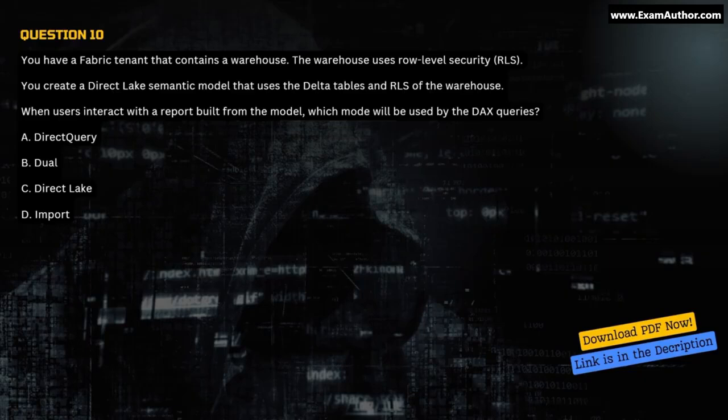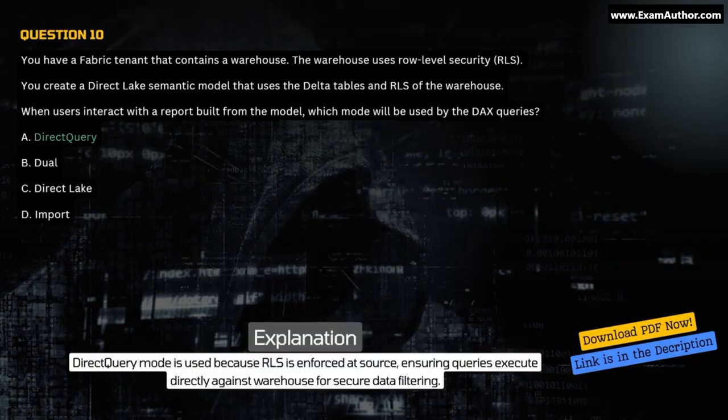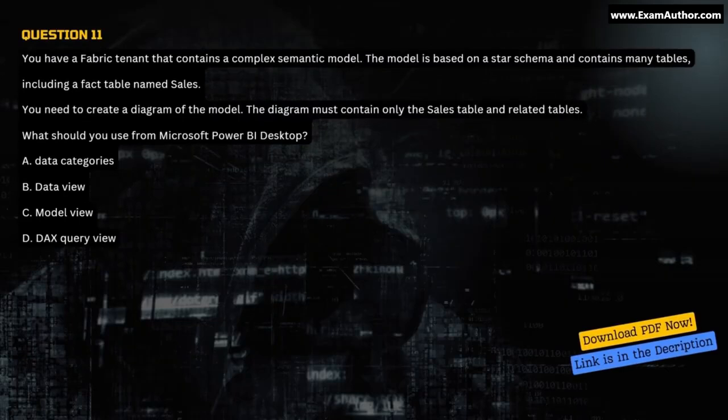Correct answer A. Direct Query. Explanation: Direct Query mode is used because RLS is enforced at the source, ensuring queries execute directly against the warehouse for secure data filtering.